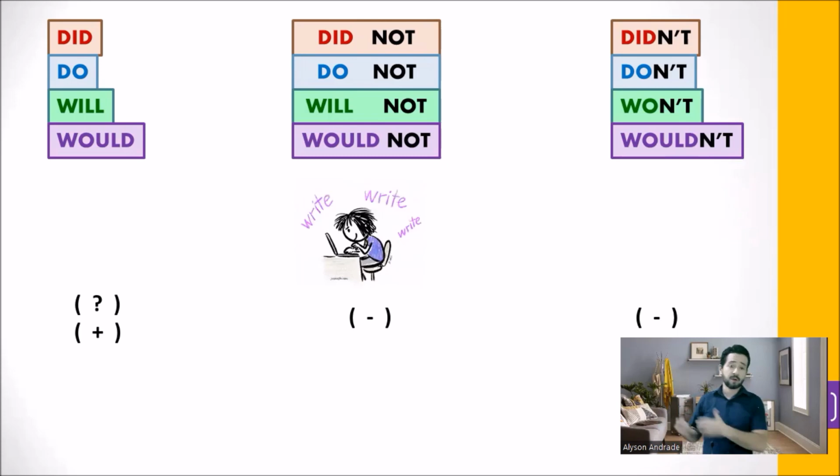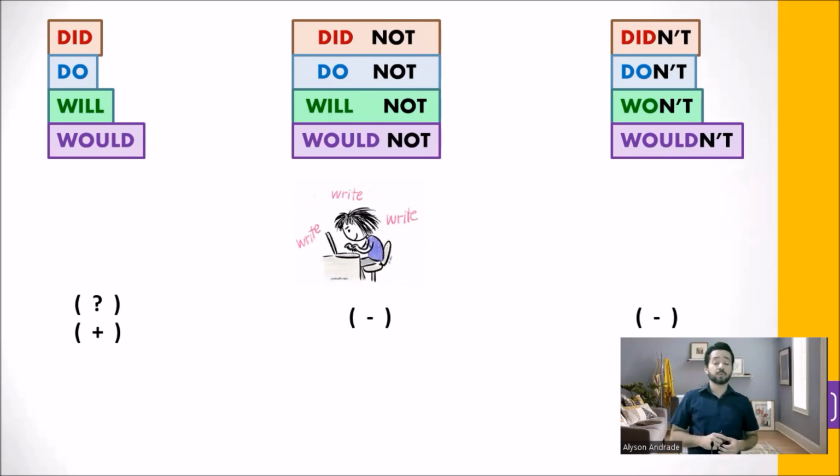Do not is the same as don't. Will not is the same as won't. And would not is the same as wouldn't. Okay, so did not to didn't, and all the rest are used for negative sentences.